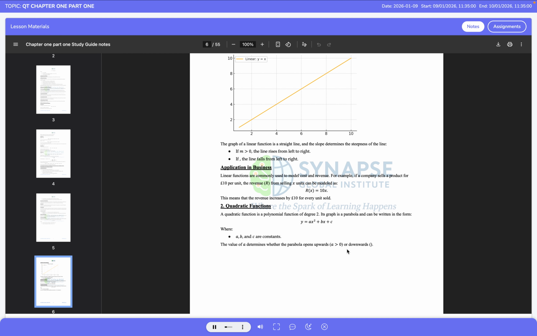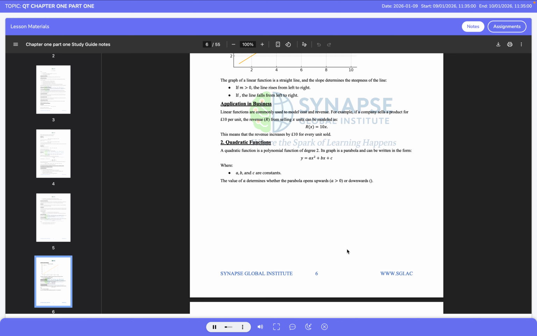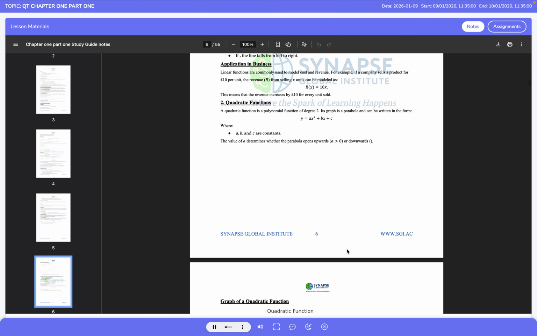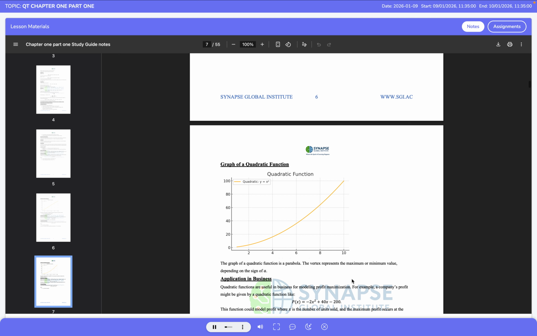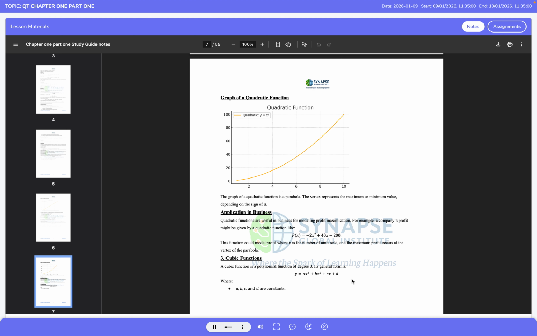A quadratic function is a polynomial function of degree 2, and its graph is a parabola. Its general form is y = ax² + bx + c, where a, b, and c are constants. The value of a determines the direction in which the parabola opens. If a is positive, the parabola opens upwards, and if a is negative, the parabola opens downwards. The graph shown in the material demonstrates this parabolic shape clearly, and it also highlights the vertex, which represents either the maximum or minimum value of the function, depending on the sign of a.